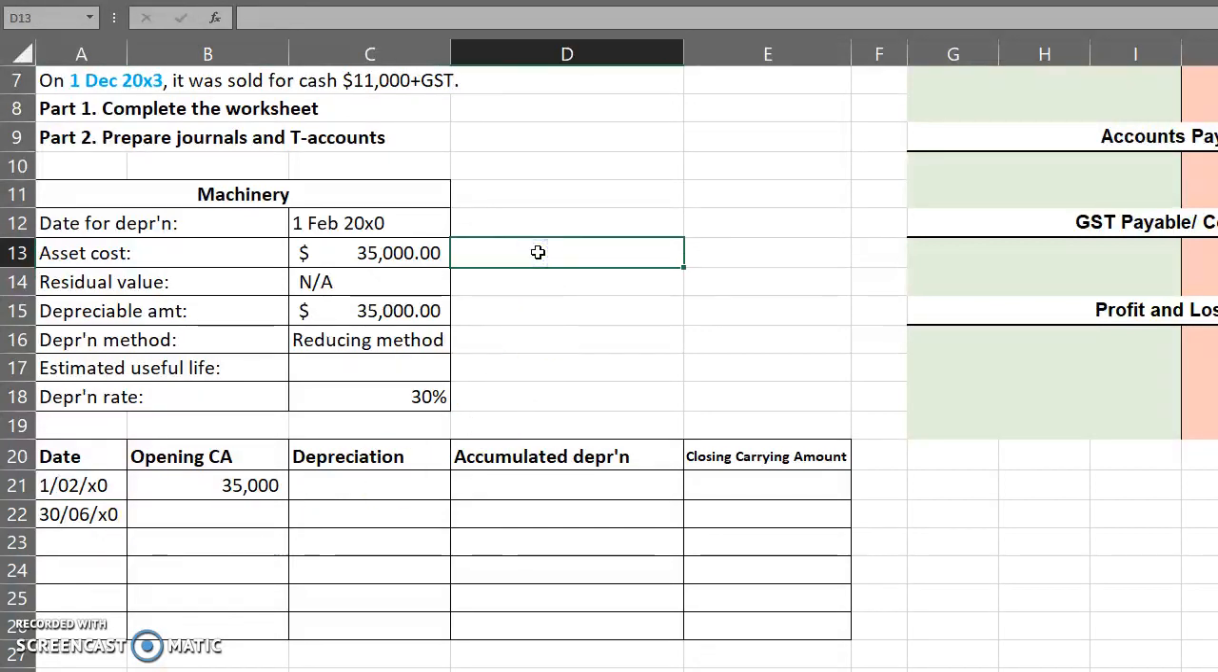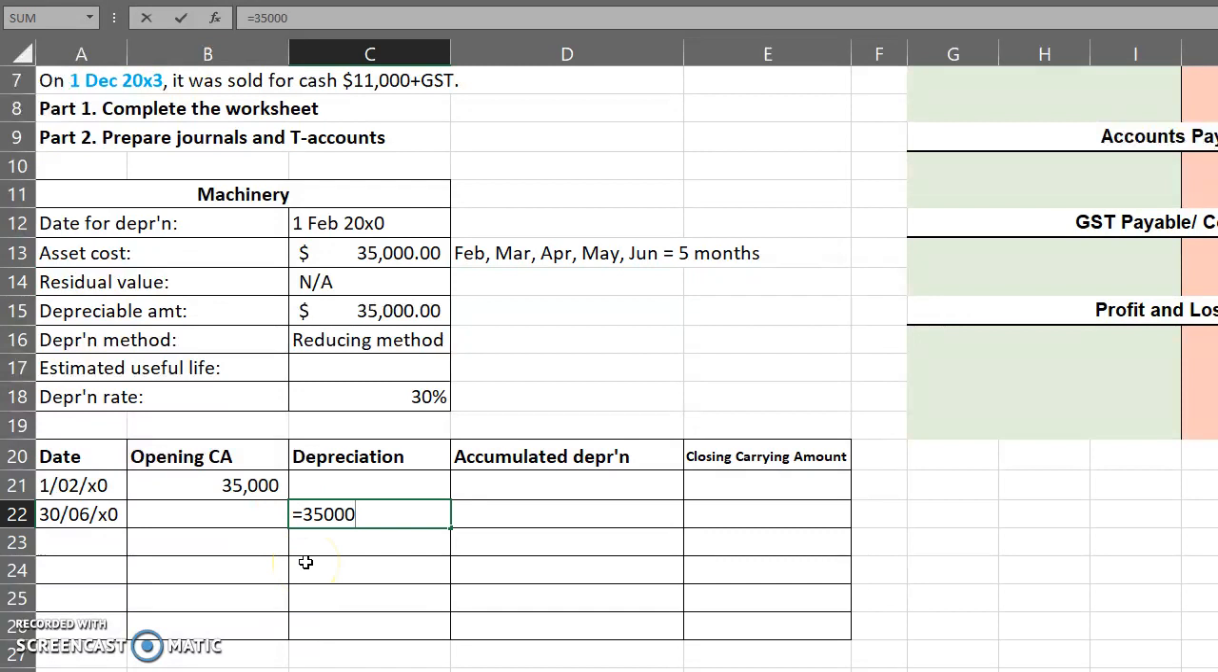We bought it on the 1st of February, so we would have had this asset in the whole months of February, March, April, May, and June. We're talking about 5 months. So depreciation will be calculated as 35,000 times 30% or 0.3 divided by 12, that's depreciation per month, times 5 months, because that's what we calculated.